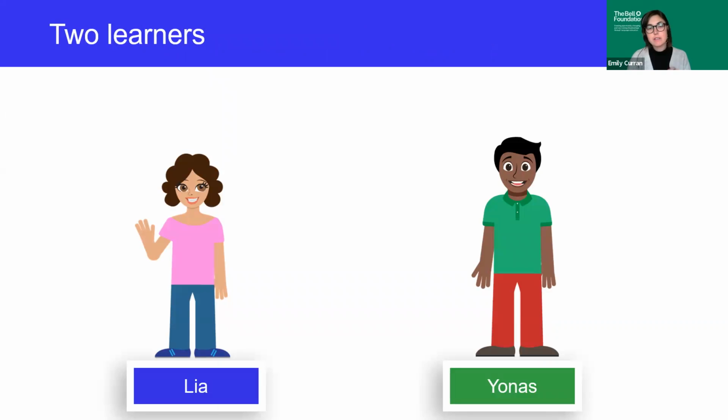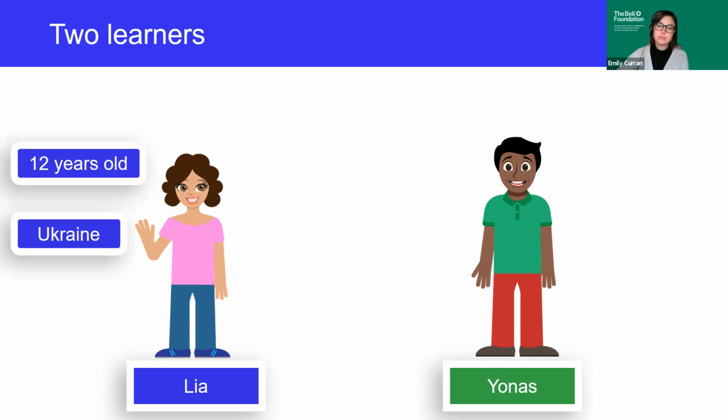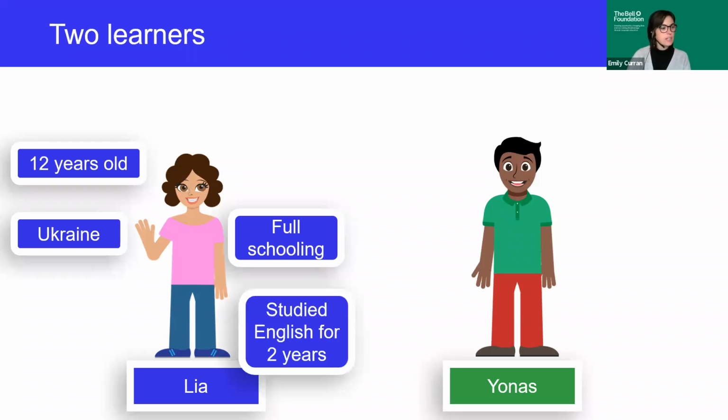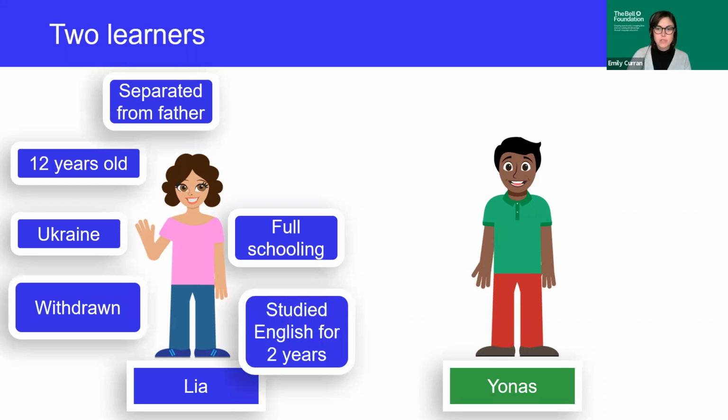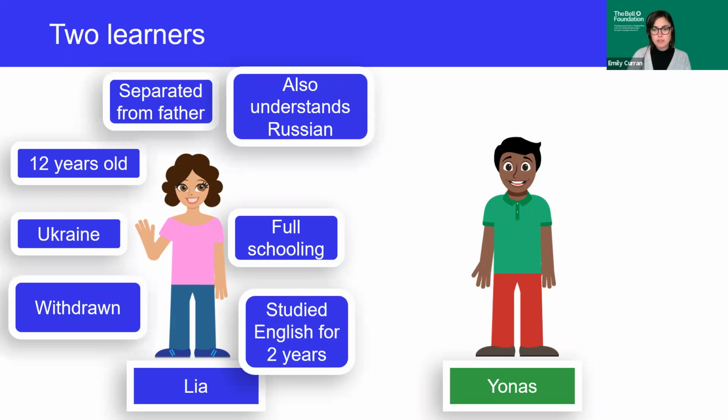So bearing this diversity in mind then, let's take a moment to look at these two fictional characters, fictional but based on real similar cases. So we have Leah. She is a 12-year-old student from Ukraine, and she was engaged with full schooling until last year. She studied English previously for 2 years and has arrived in the UK with her mother and younger sister, but has been separated from her father. She's very withdrawn at present, refusing to participate in drama, PE, and speaking activities. She speaks Ukrainian with age-appropriate literacy, and she also understands some Russian.